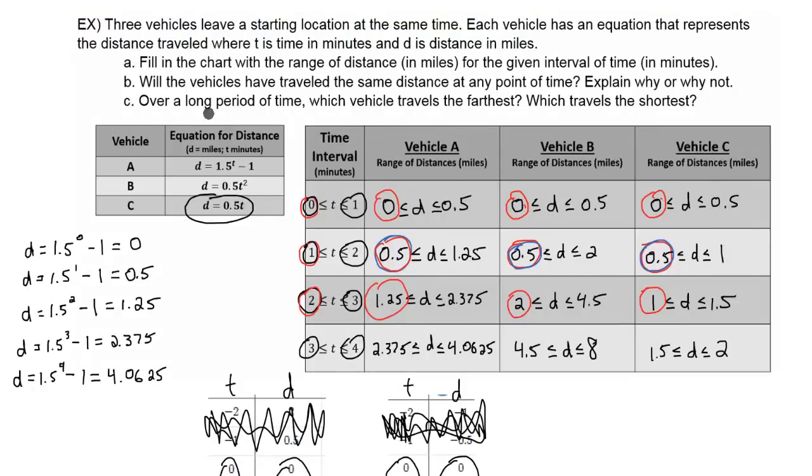Now, part C says over a long period of time, which vehicle travels the farthest and which travels the shortest. At a quick glance, let's see what happens after 4 minutes here. After 4 minutes, circled in green, we know that vehicle A traveled about 4 miles. Vehicle B traveled 8, so that went farther than vehicle A. And then vehicle C only traveled 2 miles. So it looks like vehicle B is going to travel the furthest, and that was at 4 minutes.